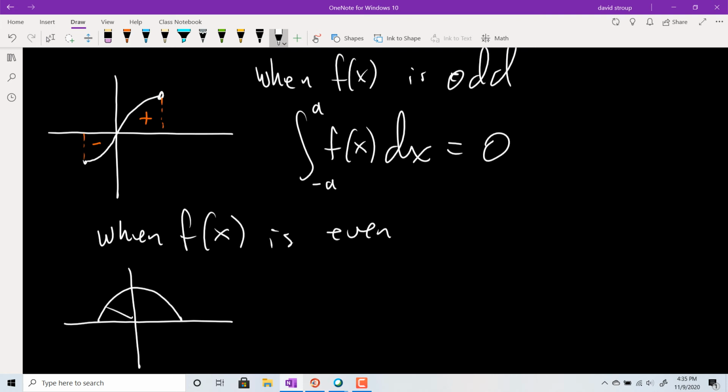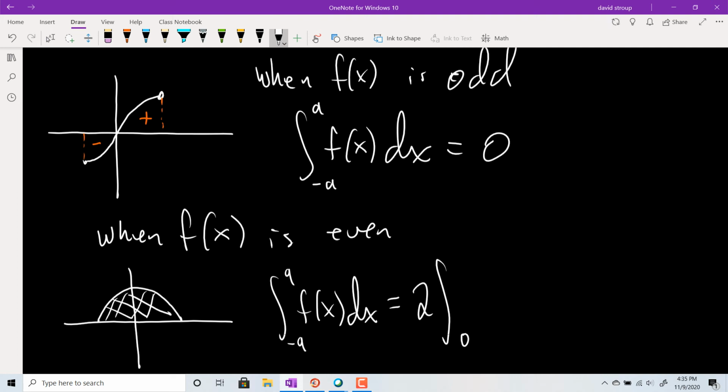So in order to figure out the area underneath the whole thing, all you need to do is figure out the area underneath half of it and then multiply it by 2. Okay? So when f of x is even, the integral from negative a to a of f of x dx will equal 2 times the integral from 0 to a of f of x dx.